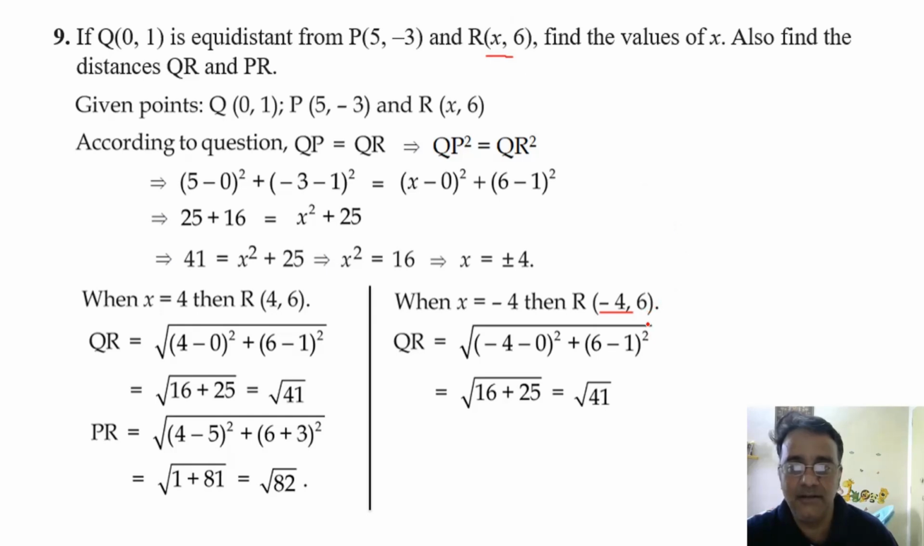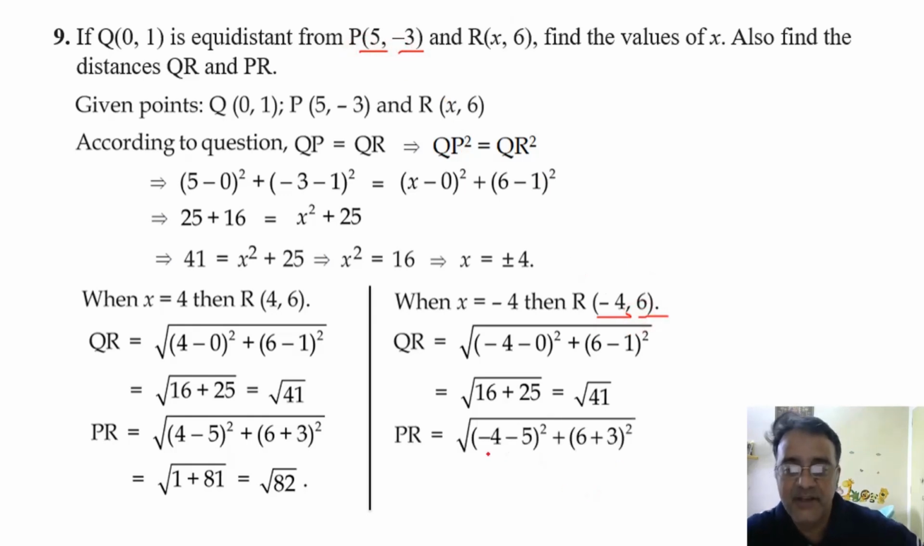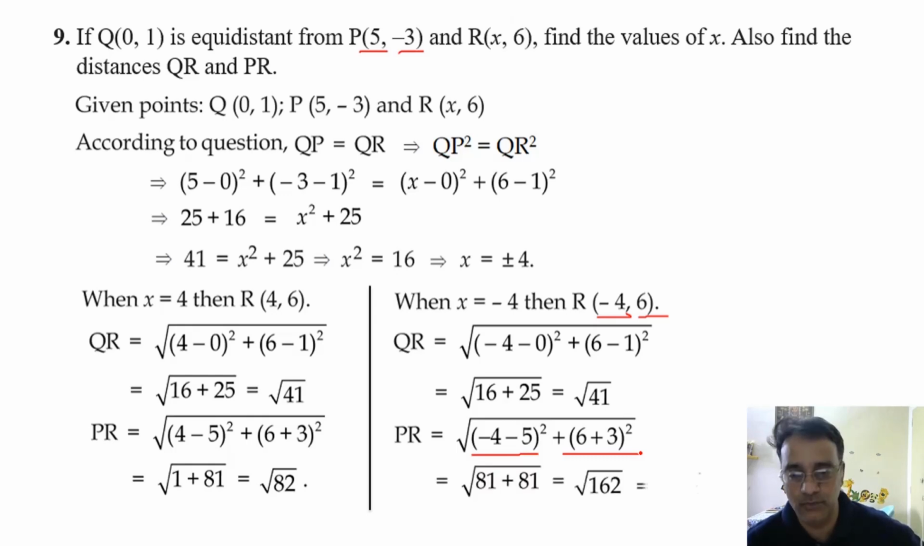PR, थोड़ा ध्यान से देखो. Okay, no wait, not this one. Minus 4 minus 5 whole square, plus 6 minus of minus 3, that is plus 3, whole square. So here also we are getting 81, here also we are getting 81. So 81 plus 81, 162, that is 9 root 2. So this is the final answer.